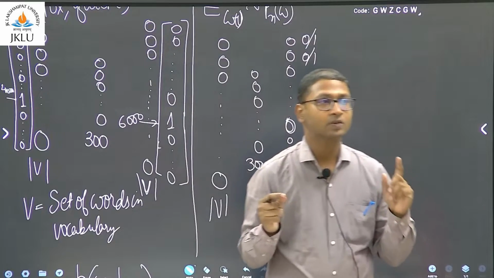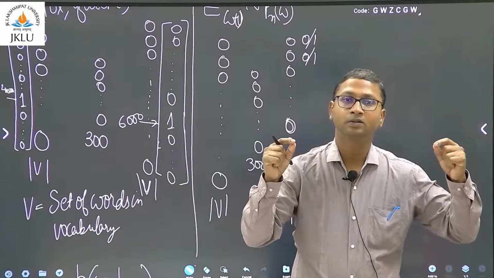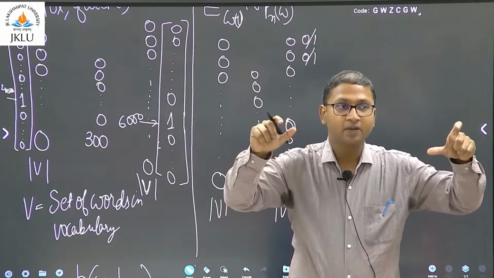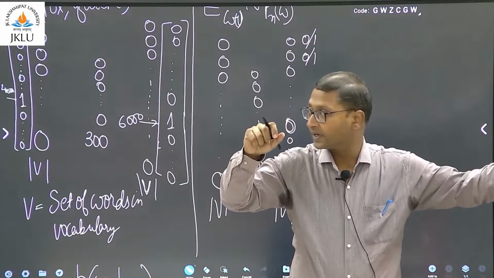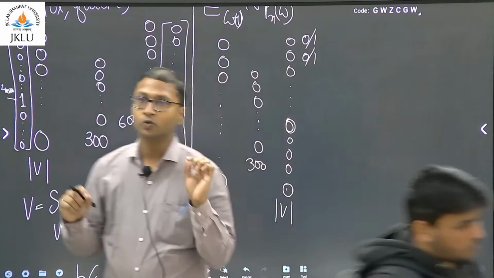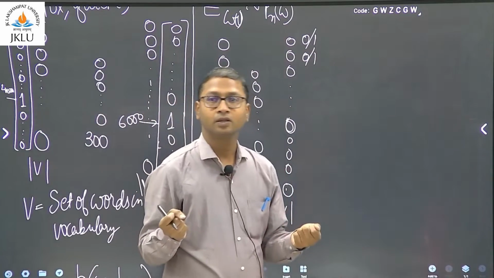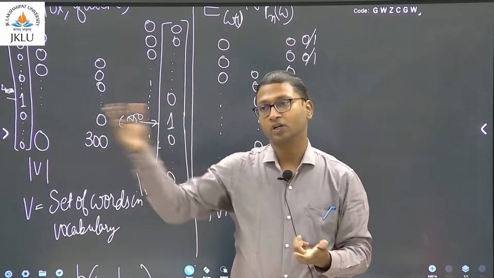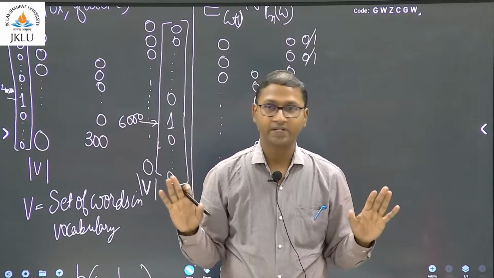Given a pair, you are supposed to guess whether this pair is coming from the corpus or it is not coming from the corpus. How many of you understand this notion of what it means to come from the corpus and not come from the corpus? How many of you understand this fact?